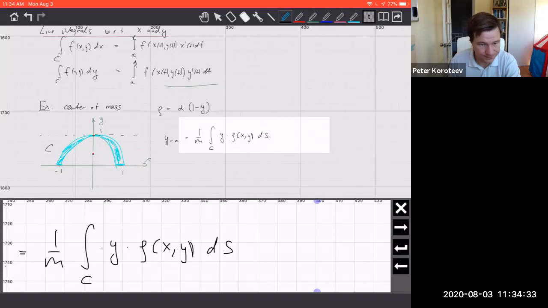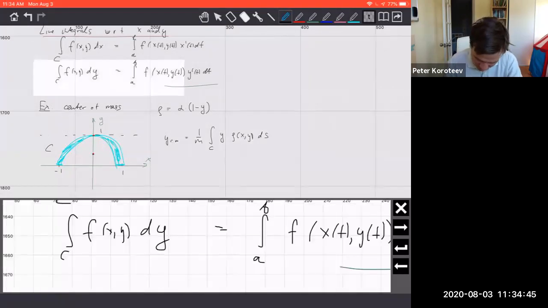I'm sorry, this should not serve as a motivation for the line integrals with respect to x and y. So here we actually need to integrate over the whole s. We'll talk about the other integrals momentarily.